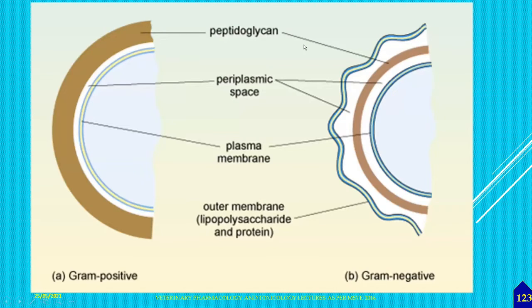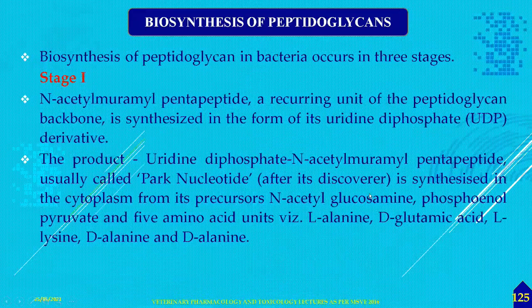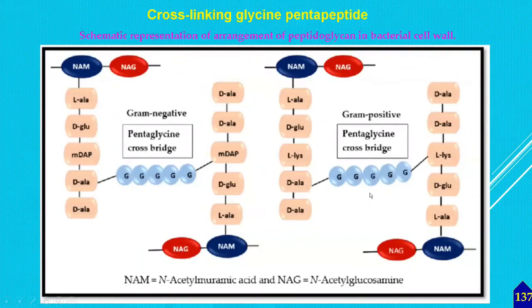So the peptidoglycan is present, and the periplasmic space is present in both, though it is a little more here. The plasma membrane is also present in the gram-negative bacteria, but the only difference is the outer membrane, that is the lipopolysaccharide protein. This is absent in gram-positive and present in the case of the gram-negative bacteria. So this is the main difference.